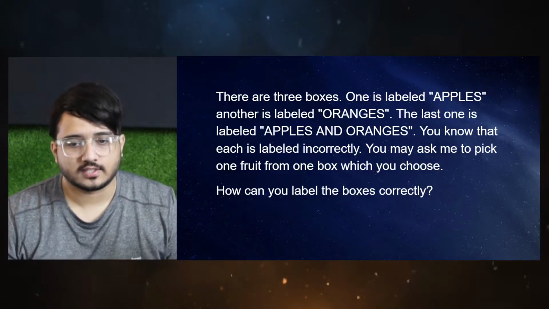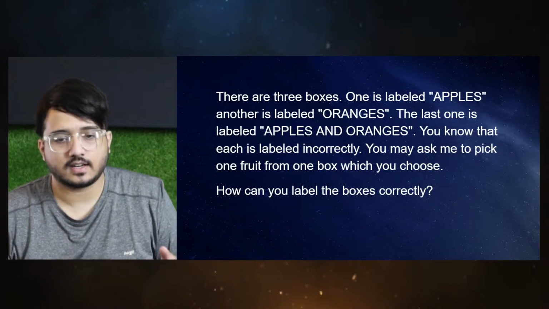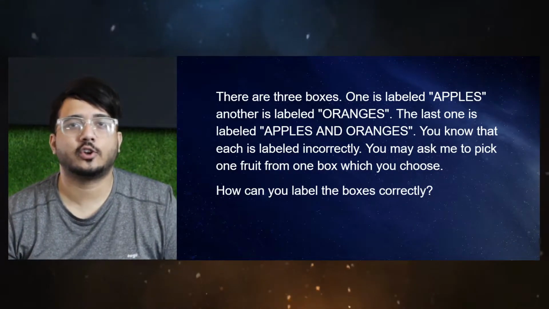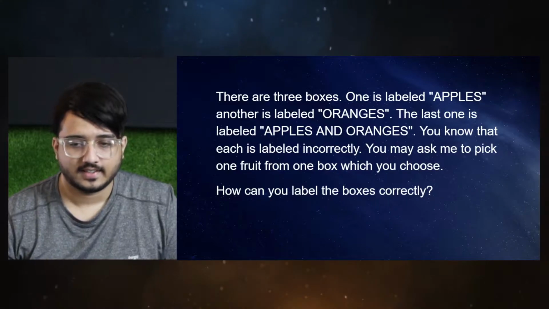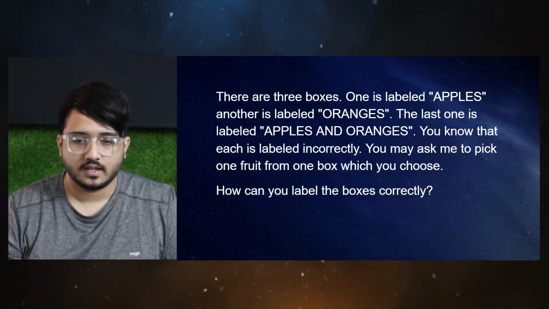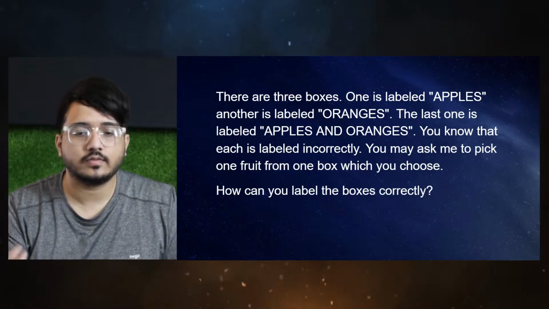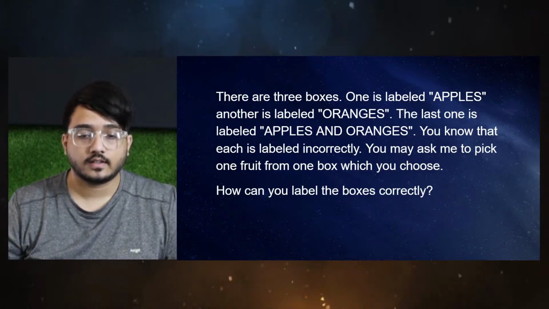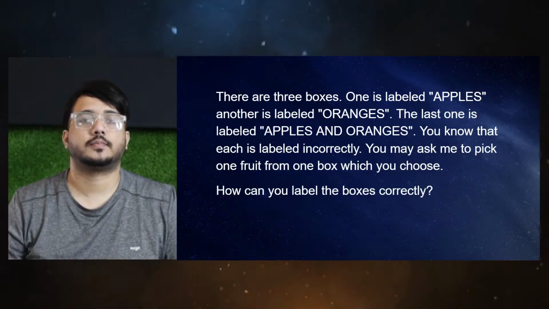There are three boxes, one labeled apples, another labeled oranges. The last one is labeled as apples and oranges. You know that each is labeled incorrectly. You may ask me to pick one fruit from one box which you choose. How can you label the boxes correctly?